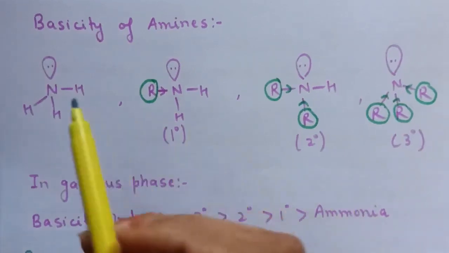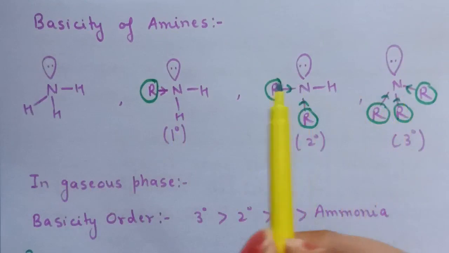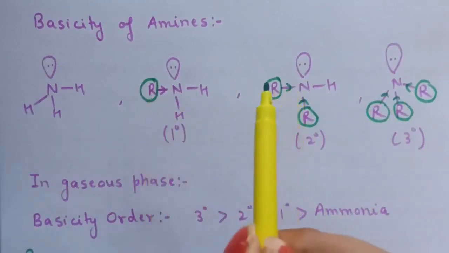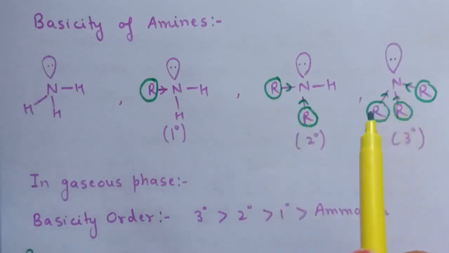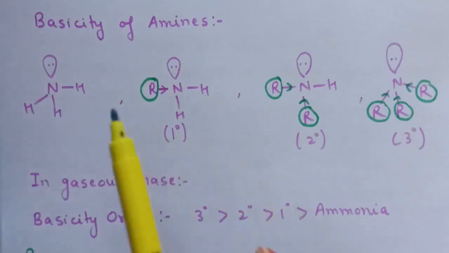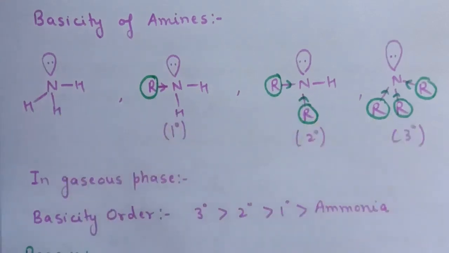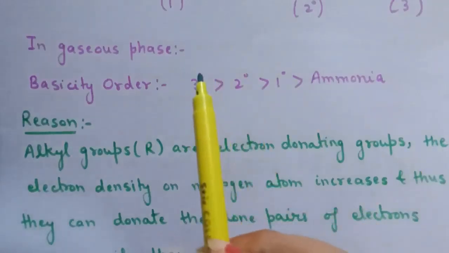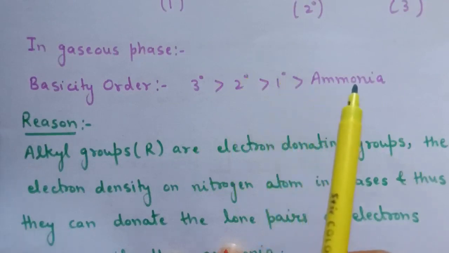So here is the structure of ammonia, primary amine, secondary amine and tertiary amine. In case of primary amine, only one R group is present. In case of secondary amine, there are two R groups, and in case of tertiary amine, there are three R groups. So in gaseous phase, if we compare the basicity of ammonia and primary, secondary and tertiary amine, the order is tertiary is the most basic, secondary, primary and ammonia is the least basic.